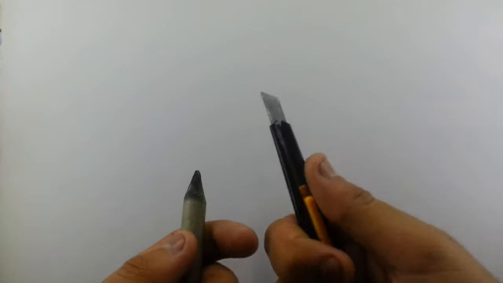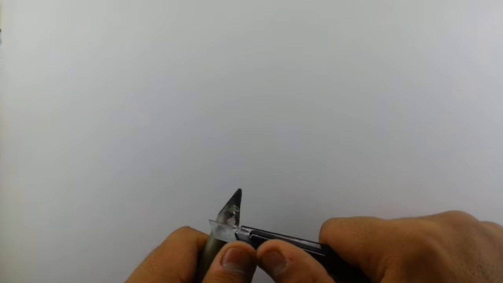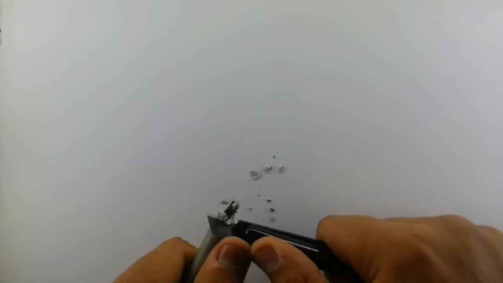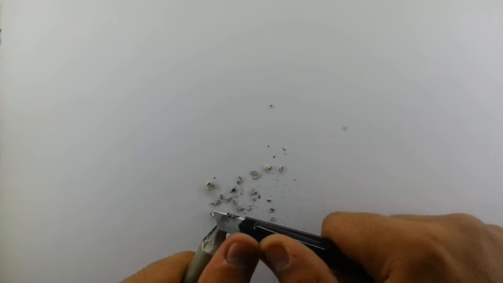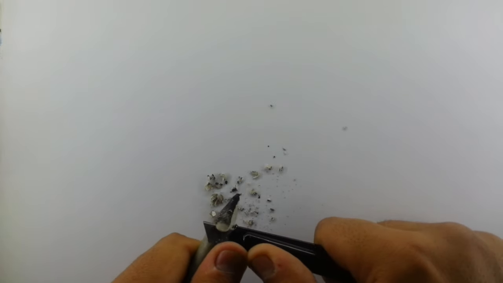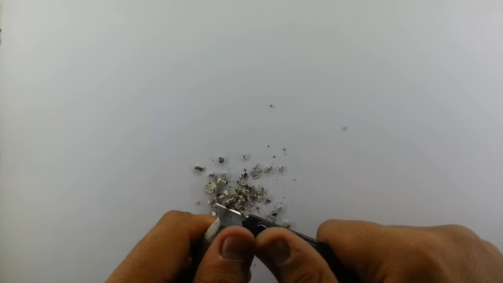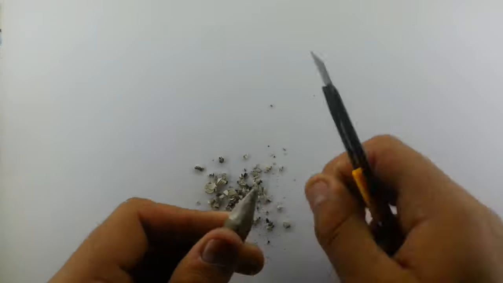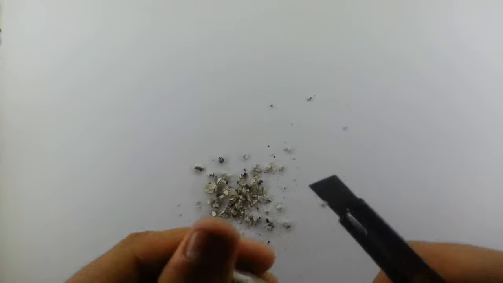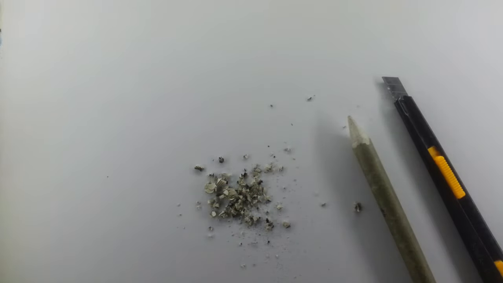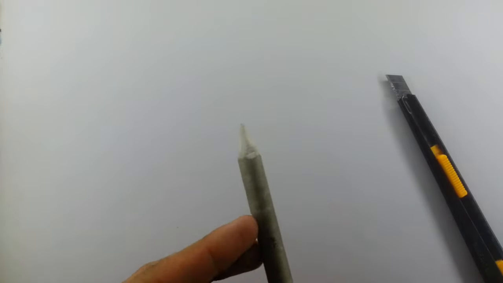Just hold your craft knife like this and sharpen your blending stump like a pencil. And here you go. Our stump is ready for another round. I've already cleared the other side, so let's try the second method, which is using a sandpaper.